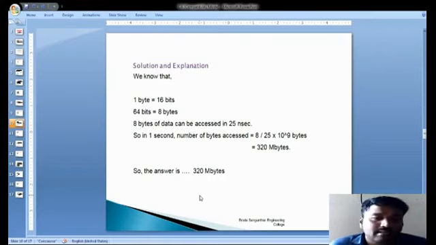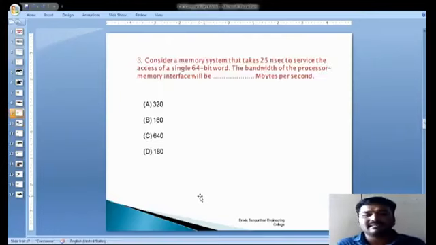So in 1 second, the number of bytes accessed is equal to 8 divided by 25 into 10 power 9 bytes. That is 320 megabytes. So the answer will be 320 megabytes. These are all simple logics only. So that is for a particular processor to be accessed. That is, the bandwidth of the processor memory is 320 megabytes per second in order to access a particular memory system that takes 25 seconds, nanoseconds, to service a 64-bit code.